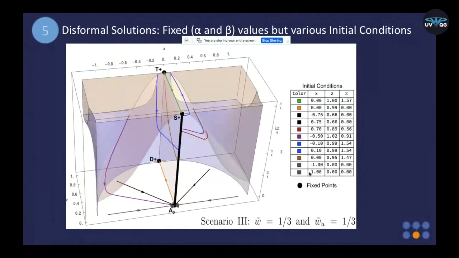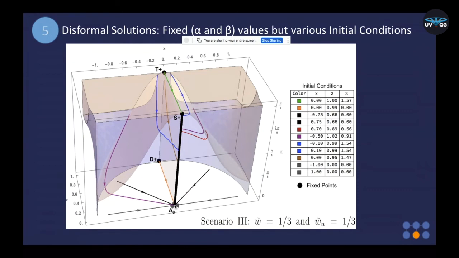In the third scenario, again, we're going to do the same analysis. What we find is now T plus is here. We don't have the B plus fixed point, and what we have is a new radiation dominated point, which is D plus. Here, as we change the initial condition, we find that they all end up on the equilibrium line. And if they are on the Z sigma plane, they also end up on the line. And A naught seems to be an attractor in every single scenario.